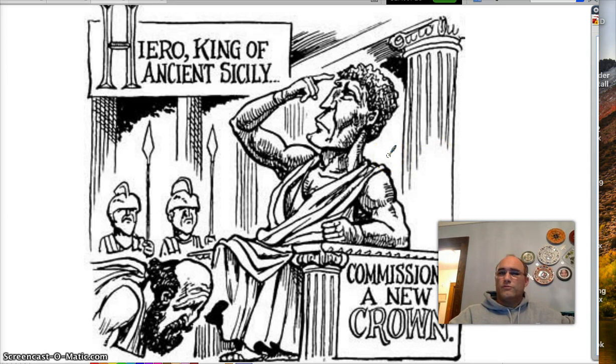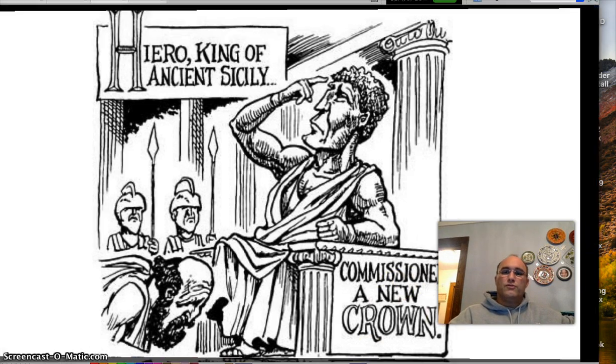And he wanted a new crown because he thought he was pretty cool. So he goes to the goldsmith and says, hey, goldsmith, I need a new crown. And the goldsmith says, hey, no problem, but I don't have any gold. So if you want a gold crown, you're going to need to give me some gold. King Hero's like, that's a great idea. Give you some gold. And a couple of months later, the goldsmith comes back with a beautiful crown.